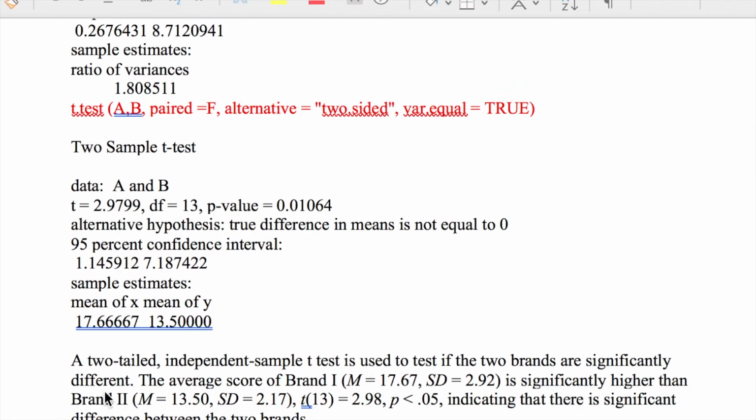Here is our final result. Like this, a two-tailed independent t-test is used to test if the 2 brands are significantly different. Brand 1 is significantly higher than brand 2, with mean and standard deviation, and then the t-score is 2.98. Because the p-value is less than 0.05, we can see there is a significant difference between the 2 brands.